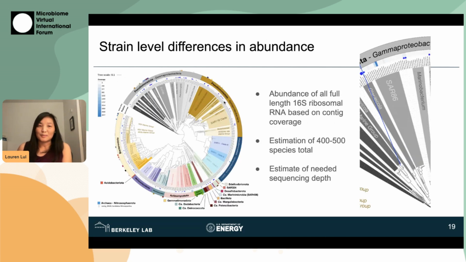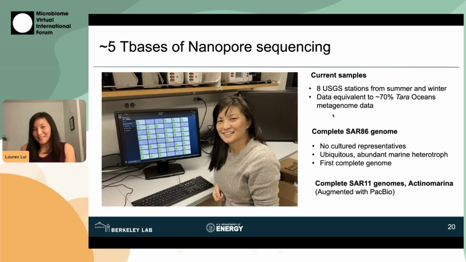So we also saw strain-level differences in abundance for the bacteria and archaea. There was only one archaeon in here. But this also allowed us to try to estimate the total number of species in the sample. And that also gave us an idea of how deep we needed to sequence in order to really decompose the microbiome, because you have to have enough coverage. And so that's why we did 5 gigabases of nanopore sequencing, because we figured out how deep we needed to sequence based off of the diversity in our sample and the coverages.